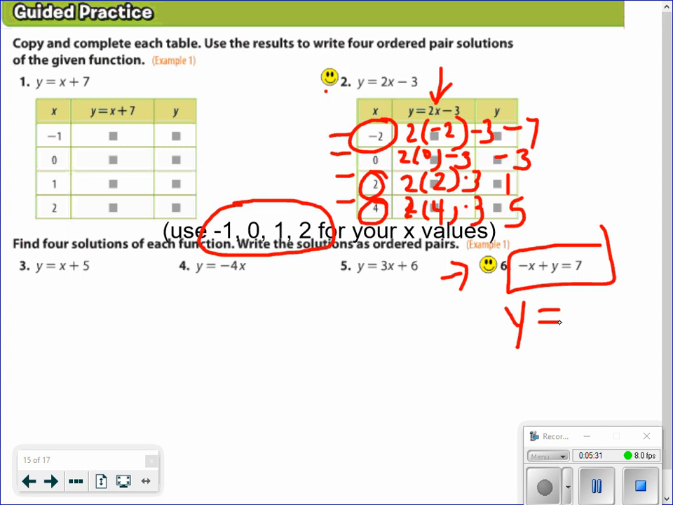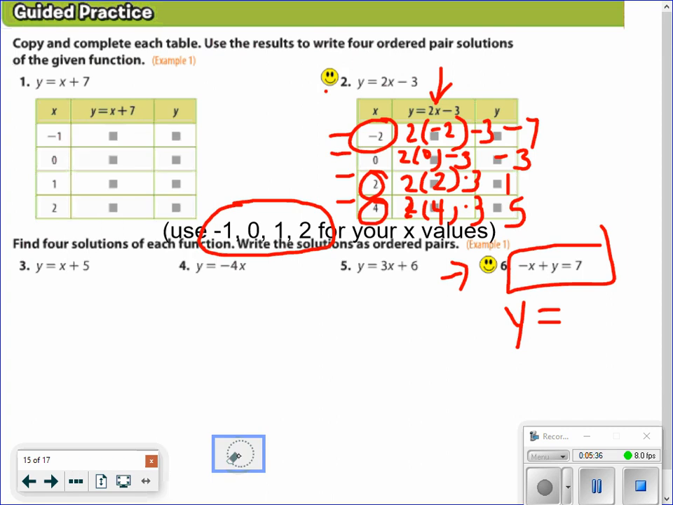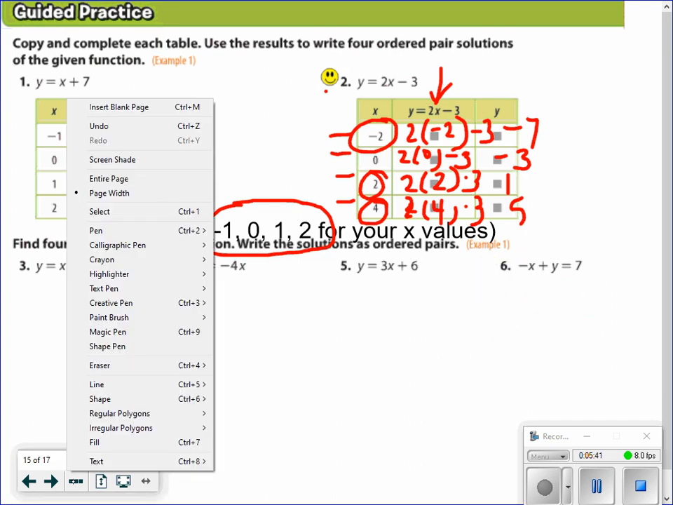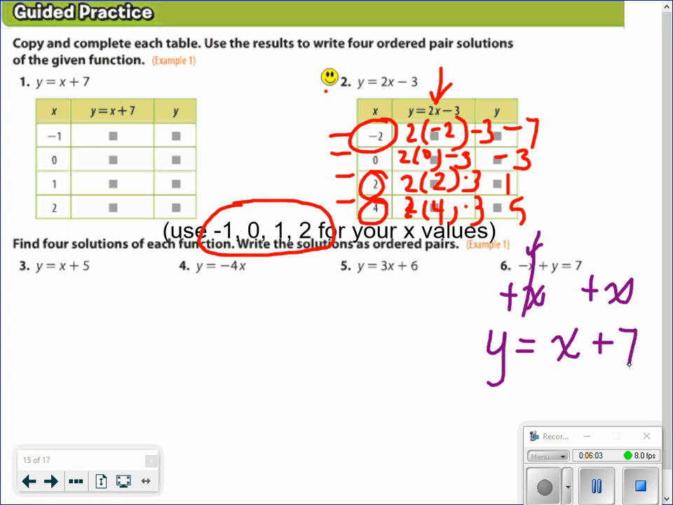So if I were to be looking at this problem right here, how could I move this negative x to the other side? So if I were to do that, I would do a plus x, these would cancel. I'm left with y equals x plus 7. I'm going to try to show you both ways, if you would have left it this way versus if you would use this one.